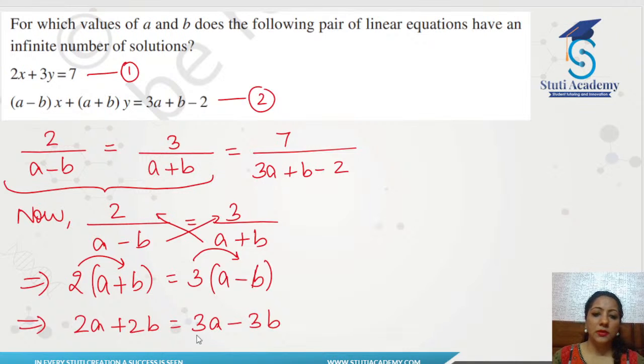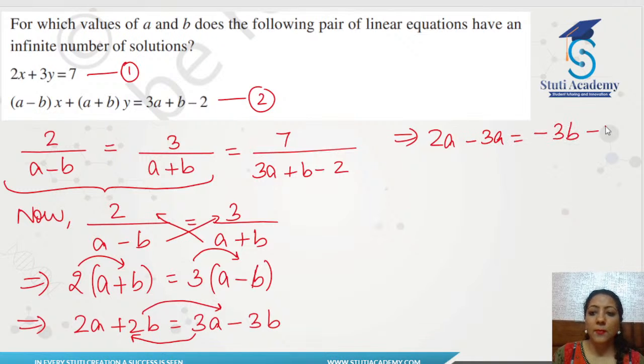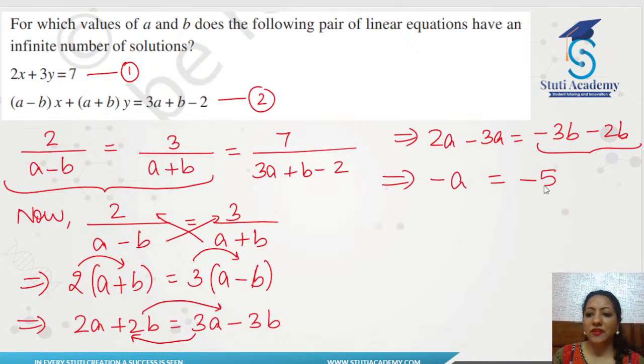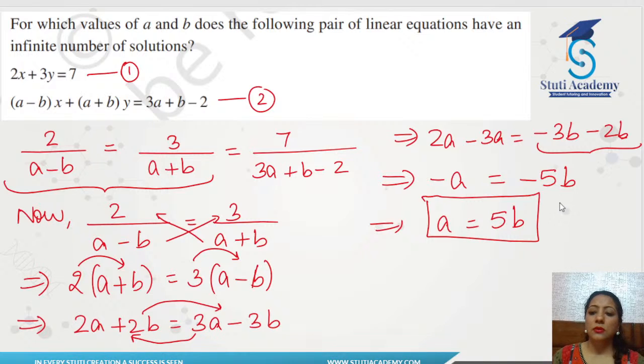Now we can take the a terms on this side and b terms on this side. So we'll have 2a minus 3a equal to minus 3b minus 2b. If 3a goes to the other side, the sign gets reversed. If 2b goes to the right hand side, the sign gets reversed. Now we have 2a minus 3a is minus a, and this becomes minus 5b. We can cancel out the minus signs and we get a is equal to 5b. Now this is one relation which I've got between a and b, and I'll be using this. Let's name this as equation 3.